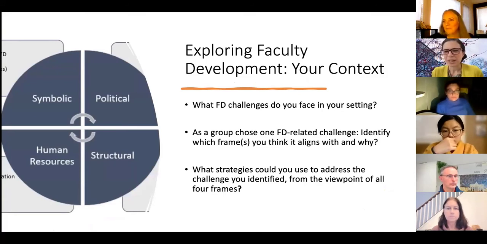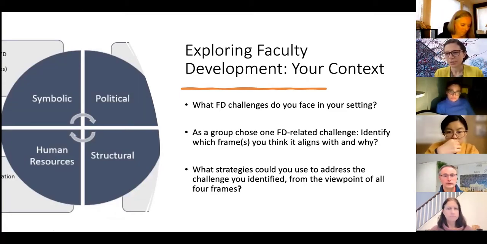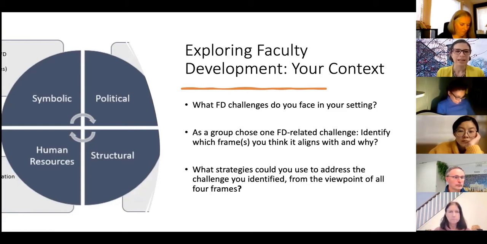So here we come to the point where you will have a chance to share with your colleagues what are some of the challenges that you are facing within your organization and your institution, and as a group make a decision on one of those challenges, one faculty development related challenge, and identify which of the frame or frames, it could fall under more than one frame, you think it aligns with and why.